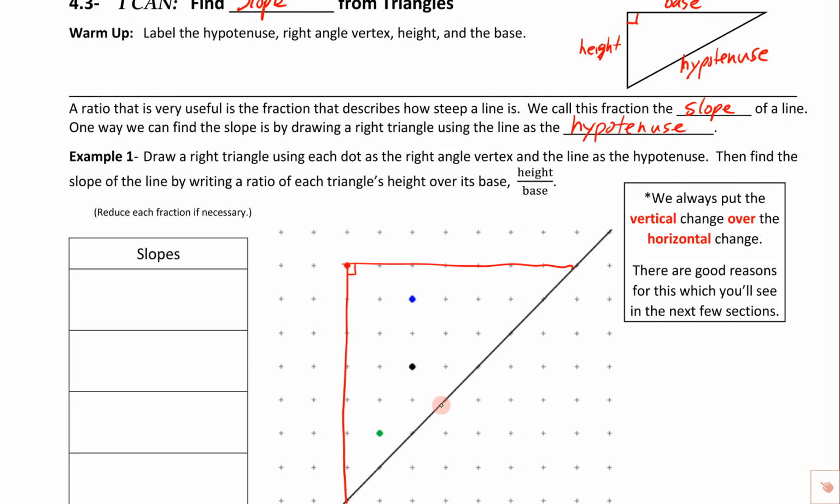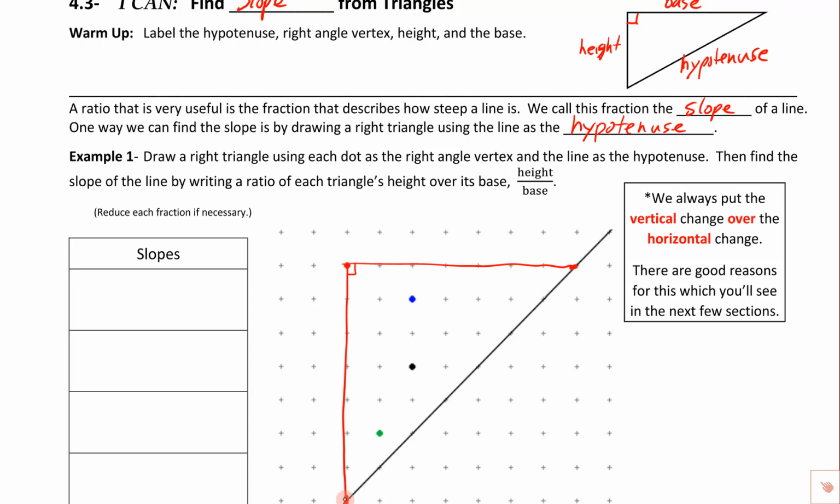So the only measurements that we're worried about is how far it is from top to bottom, this vertical distance, the height, and then we want to know what the base is. So let's go ahead and count, and let me make sure everybody knows how to count. We count spaces, we don't count dots. So from this point on the line to this point on the line, we're going to go from here up to here and then over to there. So what we want to do is measure the slope.